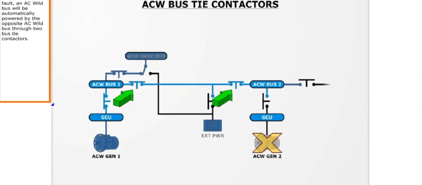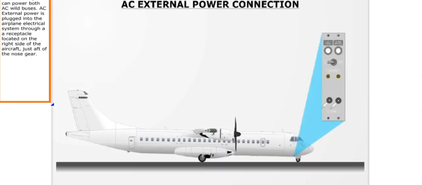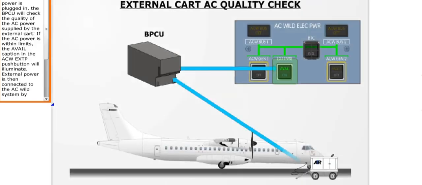In the event of a fault, an AC Wild bus will be automatically powered by the opposite AC Wild bus through two bus tie contactors. AC external power can power both AC Wild buses. AC external power is plugged into the airplane electrical system through a receptacle located on the right side of the aircraft, just aft of the nose gear.